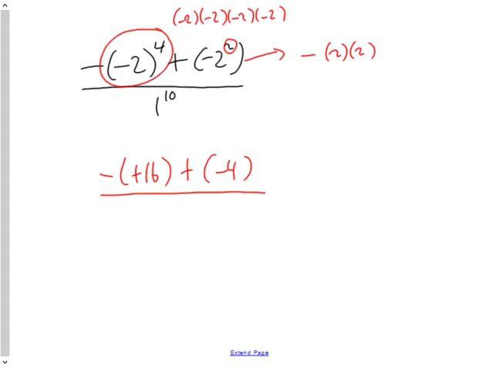And 1 multiplied by itself 10 times is still 1. So now that we have that, we could probably at this point say, well, the denominator of 1 doesn't affect it, so I could just erase it because it's not going to affect my answer. The opposite of positive 16 is -16, or multiplying positive 16 by -1 is going to give you -16. And -16 plus -4 is -20.